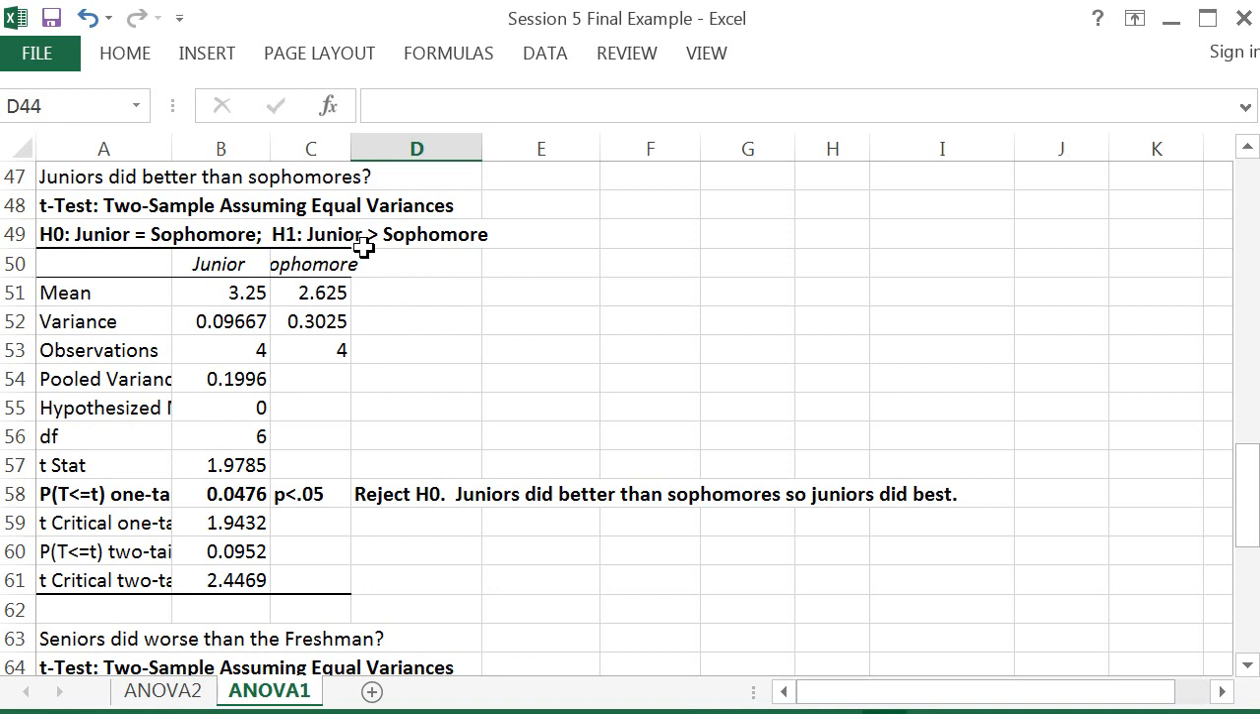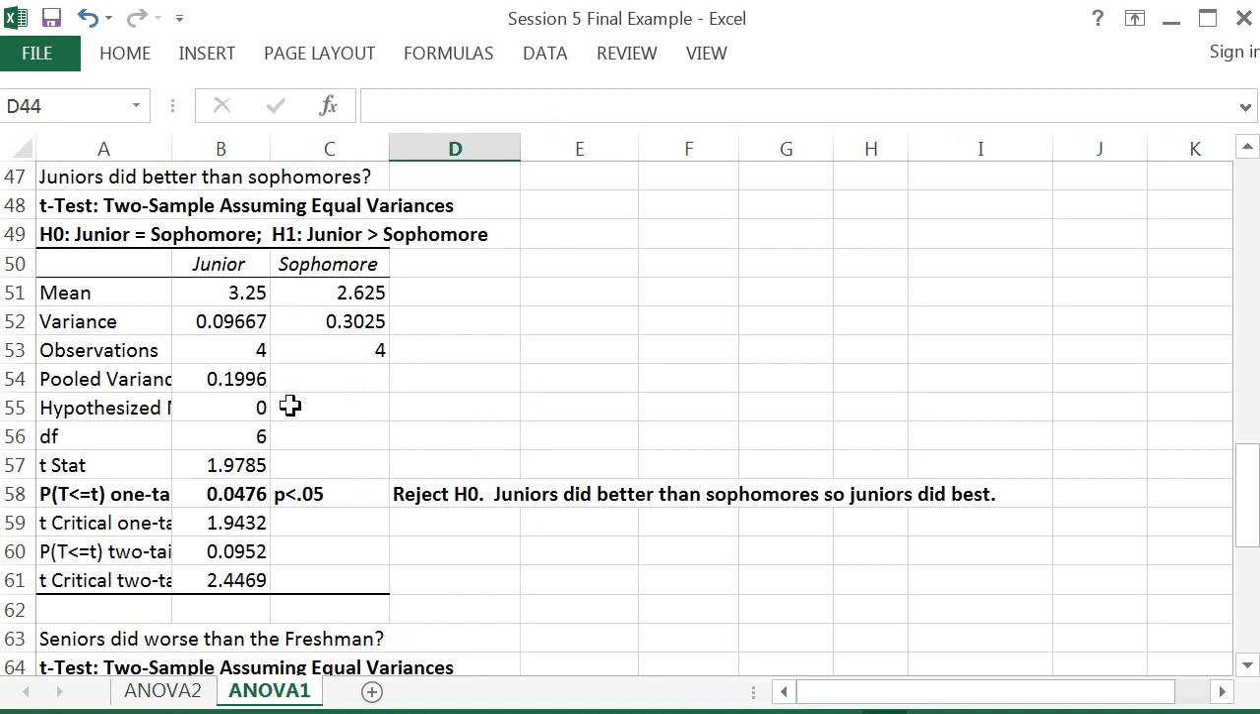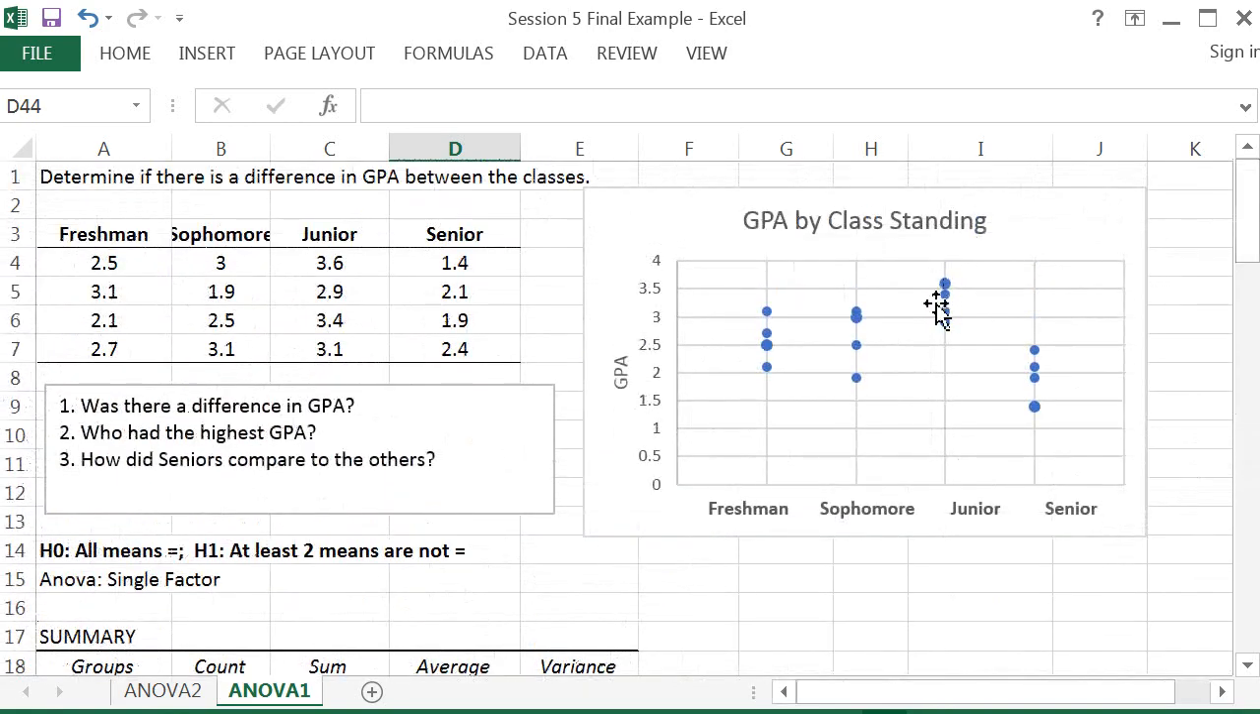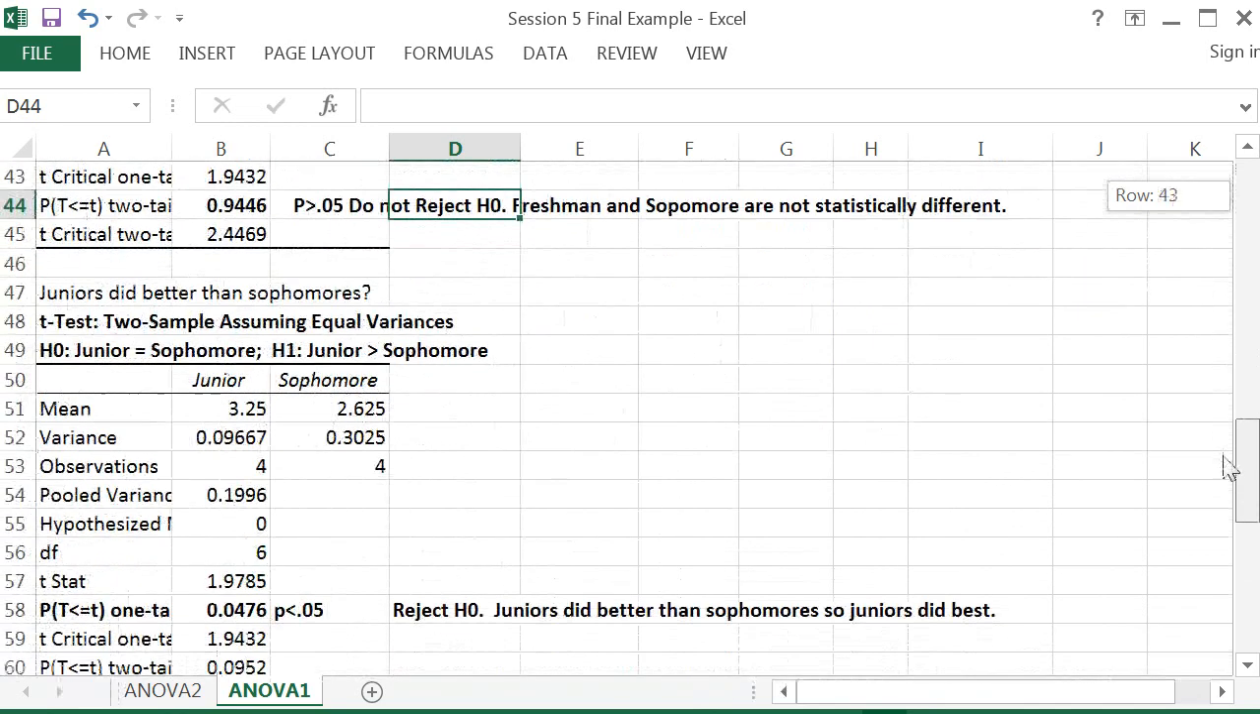So the junior GPA was greater than sophomores. I ran my t-test here, and I got a one-tailed p-value of 0.0476, which is less than 0.05. So I reject the null hypothesis and conclude that the juniors did better than sophomores. That means that juniors did the best out of everyone, and that's what we're seeing in the graph up here: juniors scored highest in GPA.